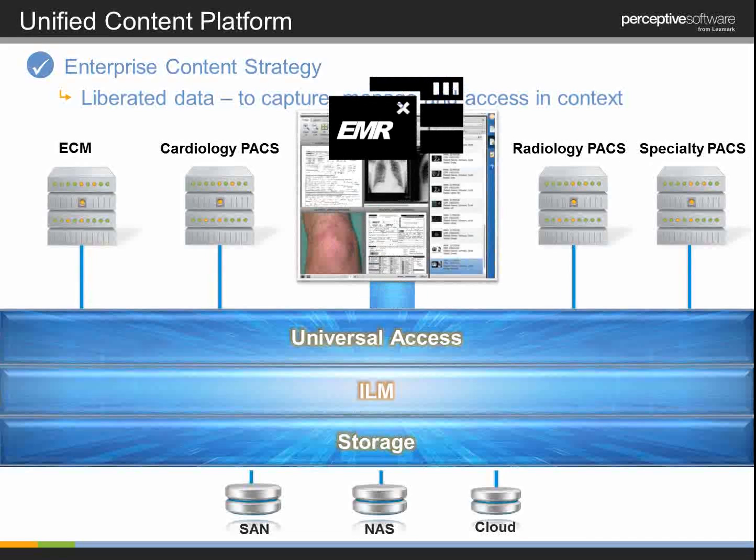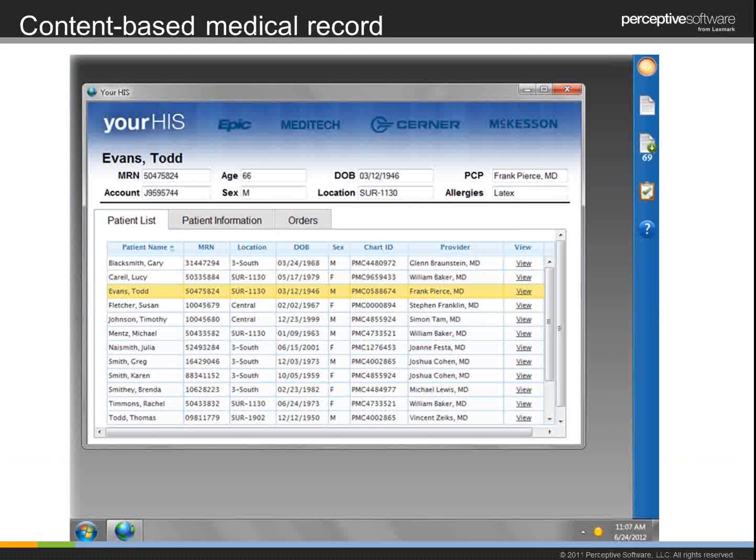And that's what we're going to look at next. Now that we've established the infrastructure with the unified content platform, let's see how we deliver that through, at Perceptive, what we call our content-based medical record. So here would be a physician provider within their EMR system. Could be Epic, Meditech, Cerner. We just have a generic HIS system. We've navigated to a patient. This could be on a patient list, a rounding list, any form or function within the EMR.